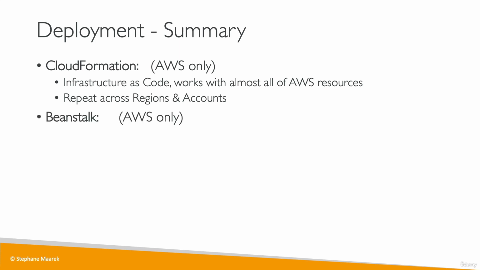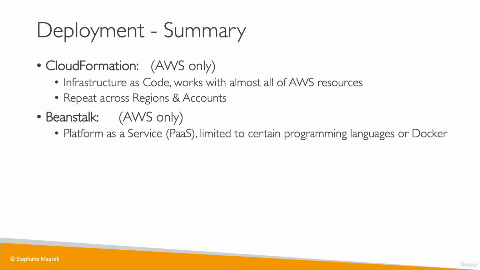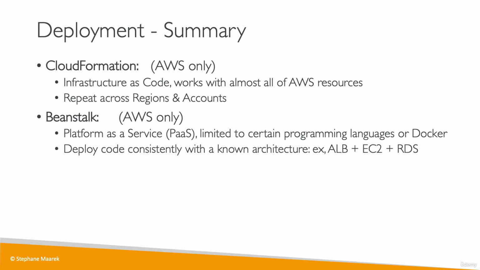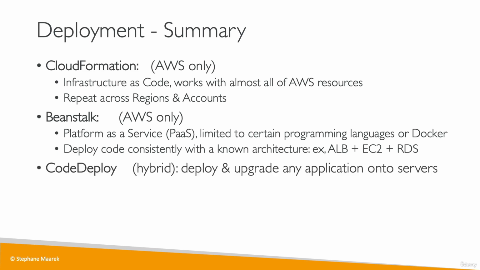Then we have Beanstalk, which is again AWS only, so Elastic Beanstalk, which is a platform as a service or PaaS, and it's limited to certain programming languages or Docker. You can deploy your code consistently with a known architecture, for example, using the combination of a load balancer, EC2 instances, and an RDS database.